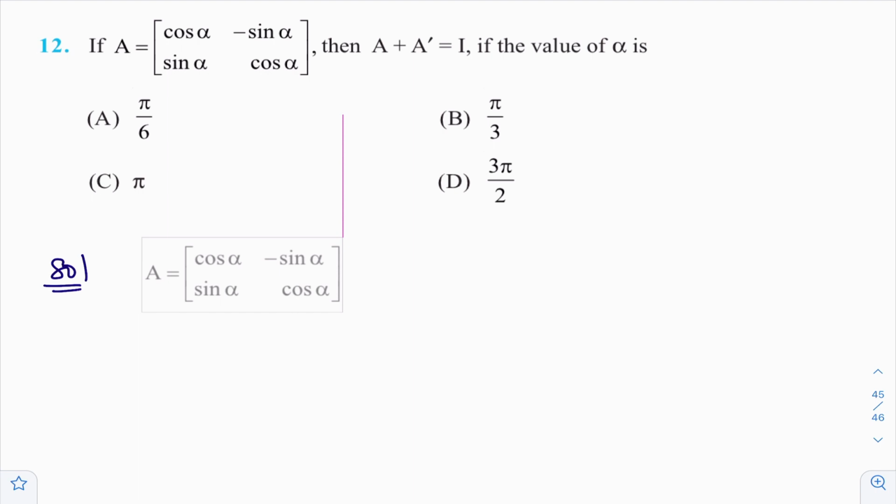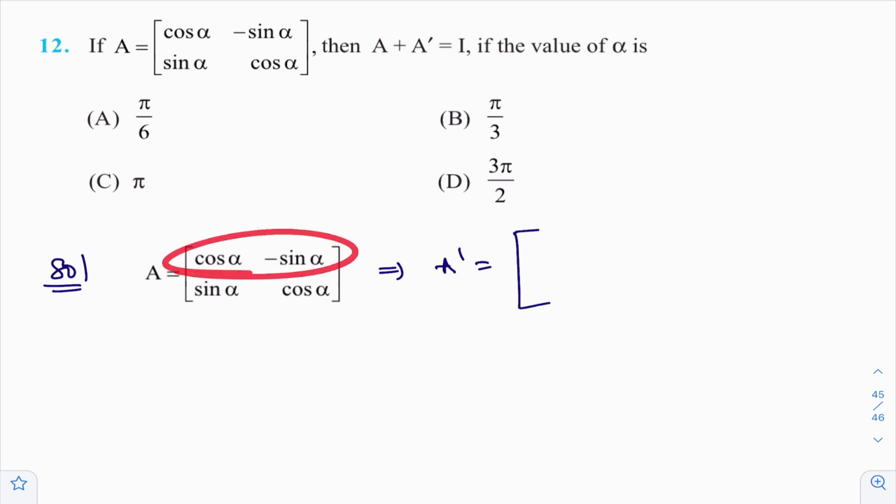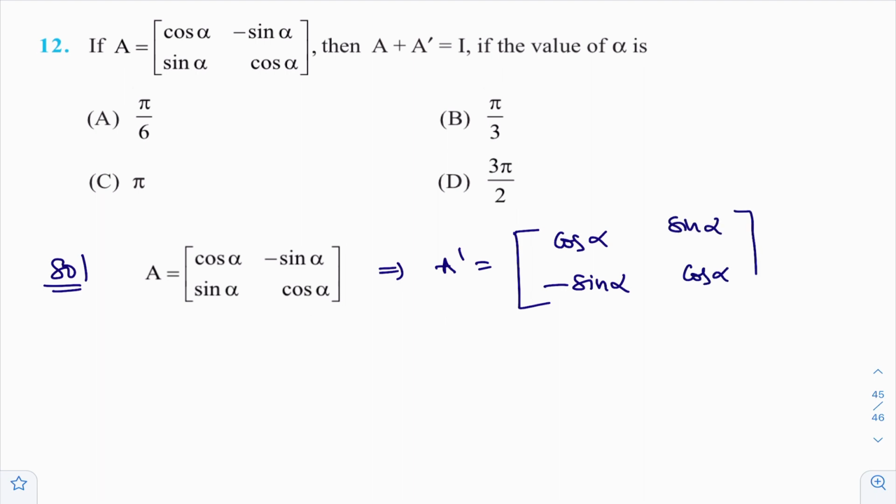From this matrix, we can write its transpose. How to write the transpose of this matrix? You take the first row, write it as a first column: cos alpha, minus sine alpha. Now you take the second row, write it as a second column: sine alpha, cos alpha. Now, they given that A plus A dash equal to I. I'll write here, A plus A dash equal to I.